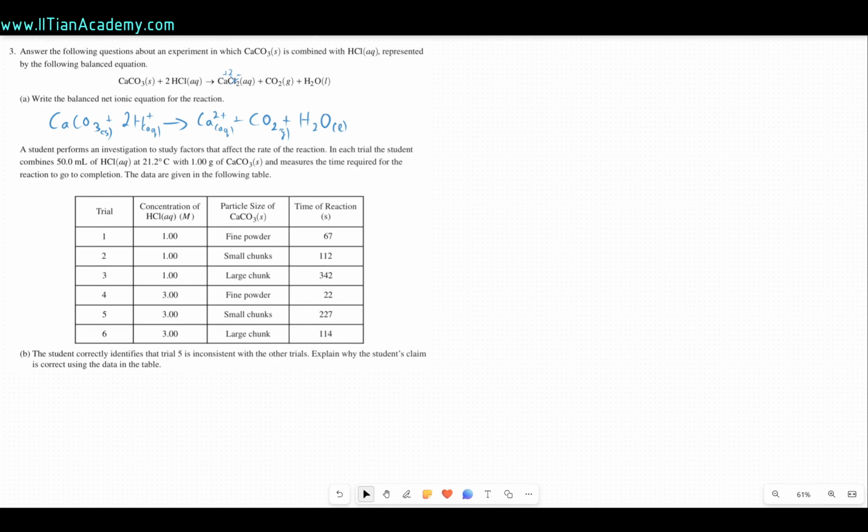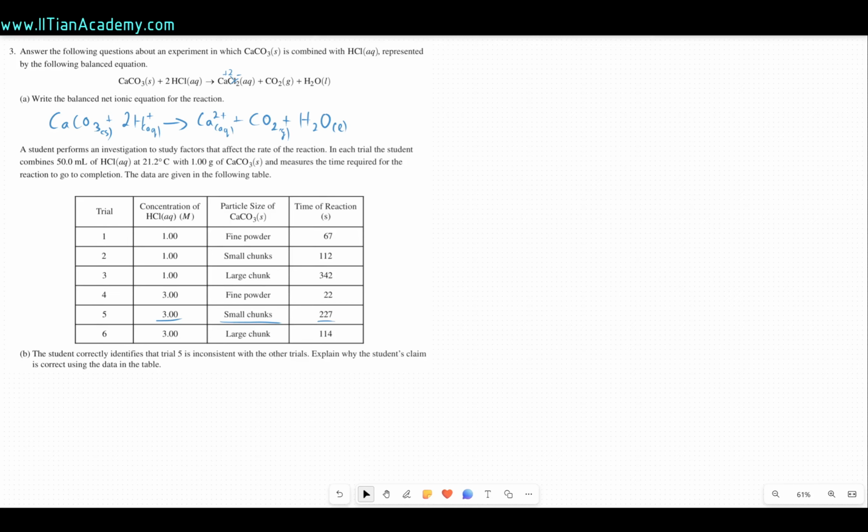In part B, we need to identify that trial 5 is inconsistent with the other trials. We need to explain why this might be unreliable. So what we can see here is that for trial 5, we have a concentration of 3 with small chunks, with a time of 227.